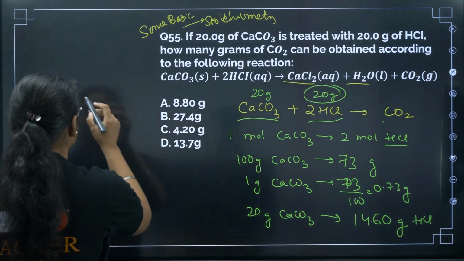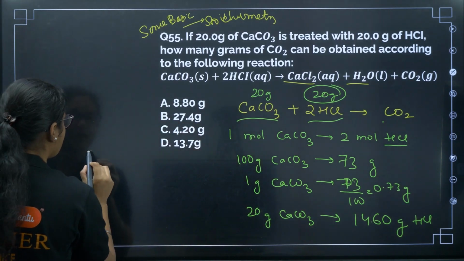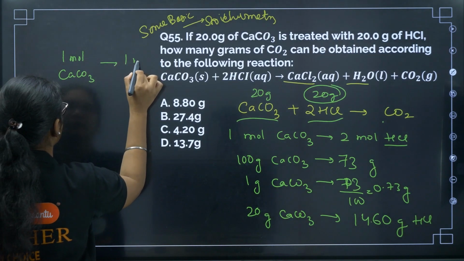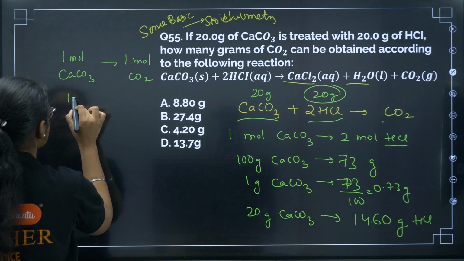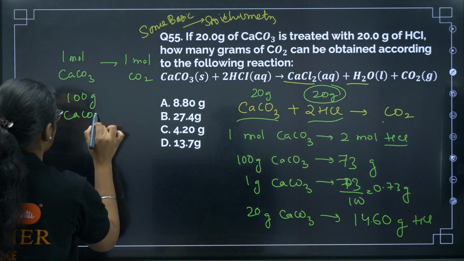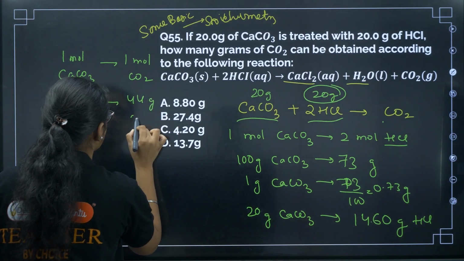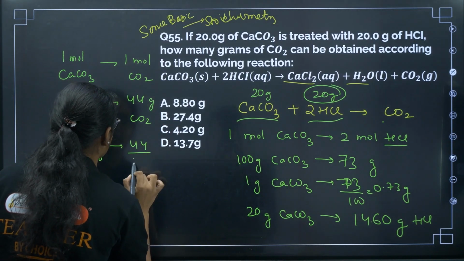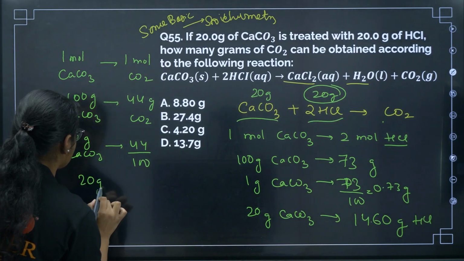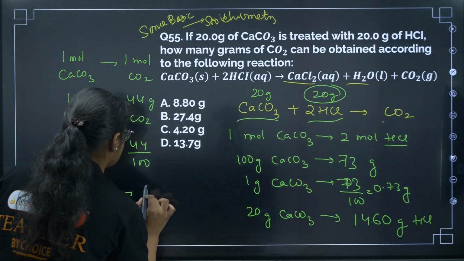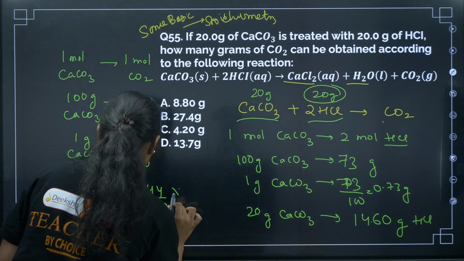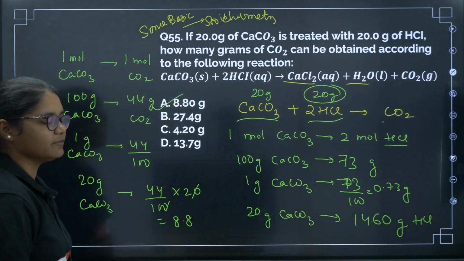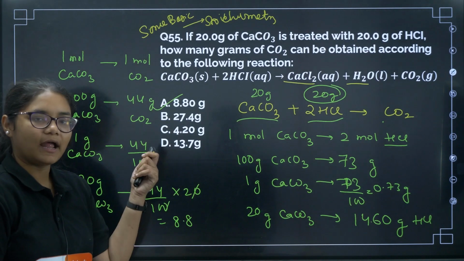So what I can say now, in this balanced equation, 1 mole of calcium carbonate is producing 1 mole of CO2. If I talk in terms of mass, 100 gram of calcium carbonate will give you 44 gram of CO2. Then 1 gram of calcium carbonate will give you 44 by 100. Then in the question it is 20 gram of calcium carbonate. So 20 gram of calcium carbonate will give you 44 by 100 into 20. So that is 8.8. So the correct answer for this question will be option A. Very easy and direct question.